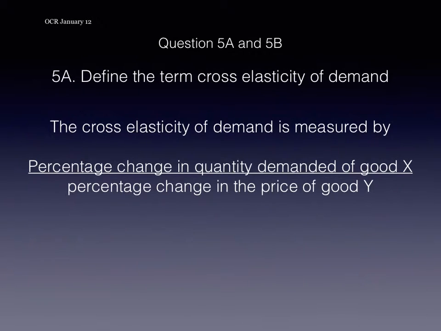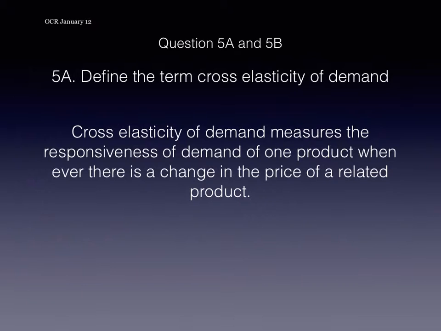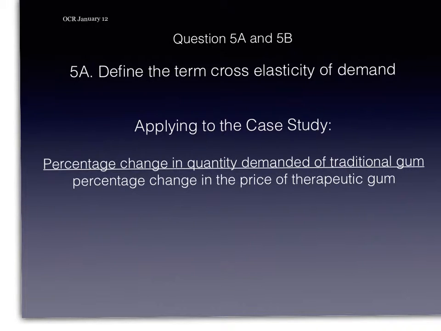So the best way to handle that is to put the formula down first. Remember, the change in the quantity demanded of good X over the change in the price of good Y. Then explain that formula by saying it's the responsiveness of the demand, but remember you must say when there is a change in the price of a related product. In this case it's quite useful to apply it to the case study, showing from the table that it's the change in the price of the therapeutic gum which has had an effect on the demand for the traditional gum.